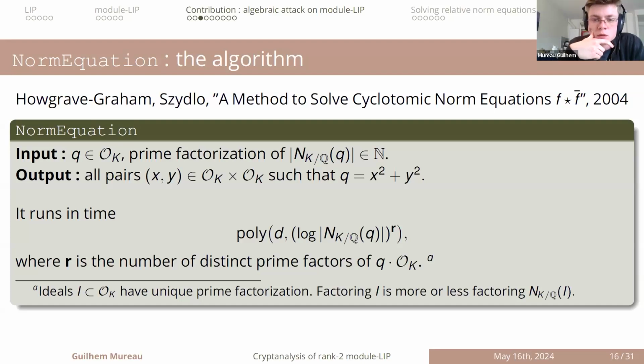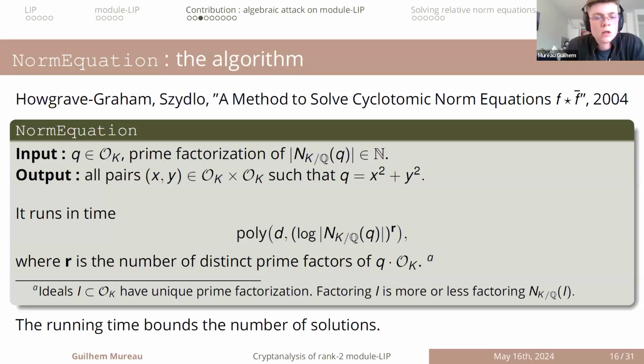Let me recall that for ideals in OK, we have a unique prime factorization. That means that Q OK, the principal ideal generated by Q, can be expressed uniquely as a product of prime ideals, and the number of distinct prime ideals appearing in the factorization, what I call r, is really an important parameter for the complexity of the algorithm. And in particular, this is also surprising, the running time bounds the number of solutions. There are not too many solutions.